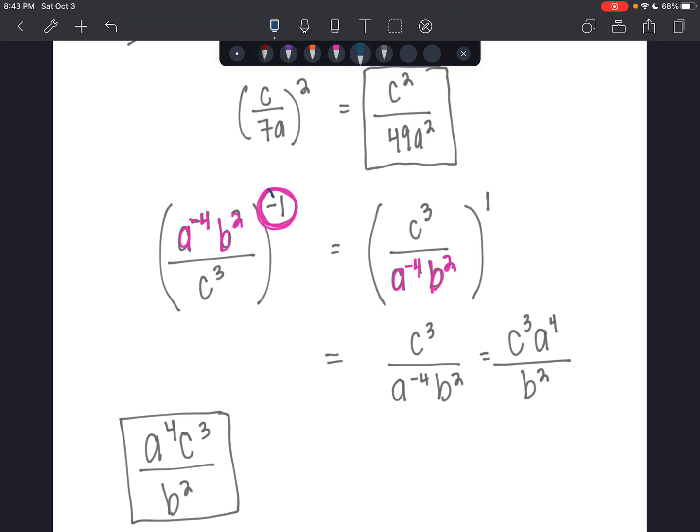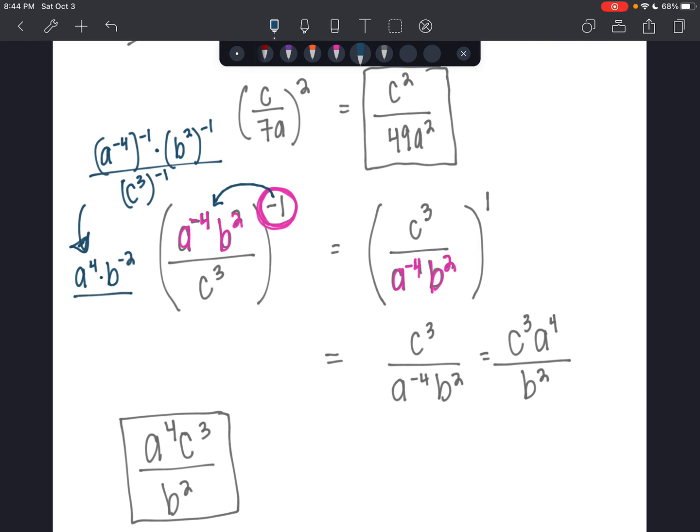I can prove this by saying, well, a to the negative 4 raised to the negative 1, b squared raised to the negative 1, all over c cubed raised to the negative 1. A to the negative 4 to the negative 1 is a to the fourth. b squared to the negative 1 is b to the negative 2. And c cubed to the negative 1 is c to the negative 3. b to the negative 2 comes down to the denominator, and c to the negative 3 goes to the numerator, and we got our answer.